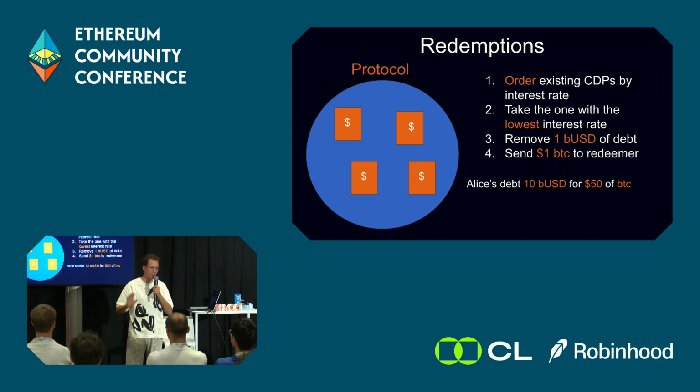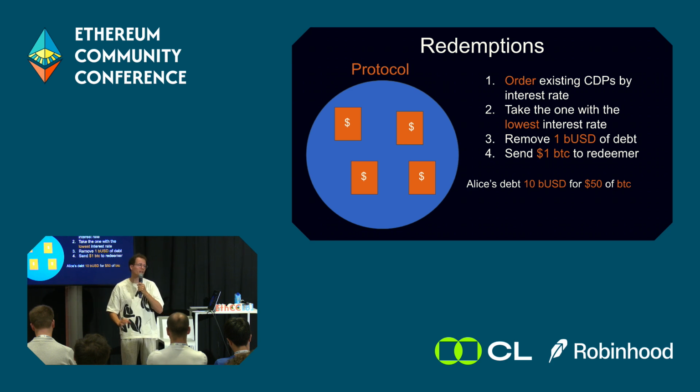So just to get that clear, say we have Alice, who has a debt of 10 bitUSD and $50 worth of Bitcoin as collateral. She's super greedy. She's like, oh, I have this interest rate, it's 0.5%. It's great. Cool. Now, the price starts depegging a little bit, and people start redeeming, all right? She has the lowest interest rate of everyone, right? So she's going to get redeemed.